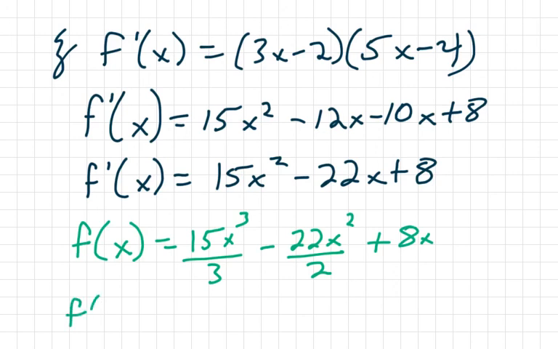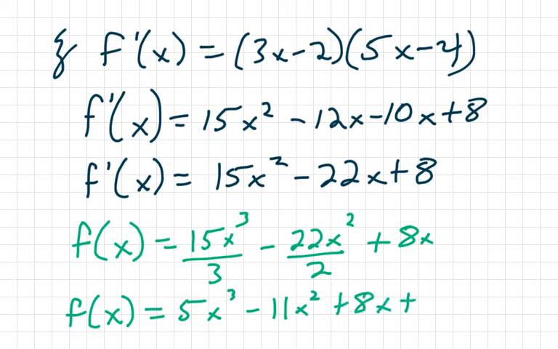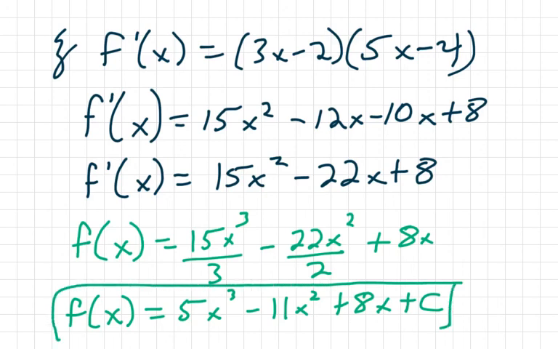And then I will simplify, and when I'm done my simplification, I will put the plus a constant in there. So 15 divided by 3 is 5, minus 11x squared plus 8x plus a constant. And again, all you have to do to check is go and do the derivative of that, and I'm pretty sure you can see it without actually even doing it, that is the derivative of your f of x function.